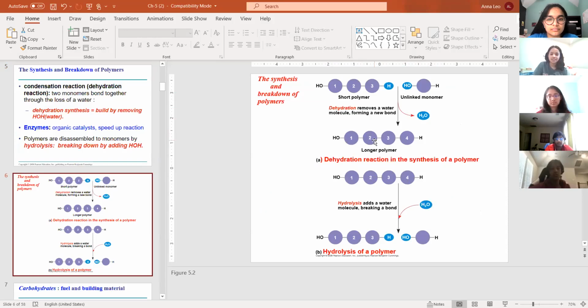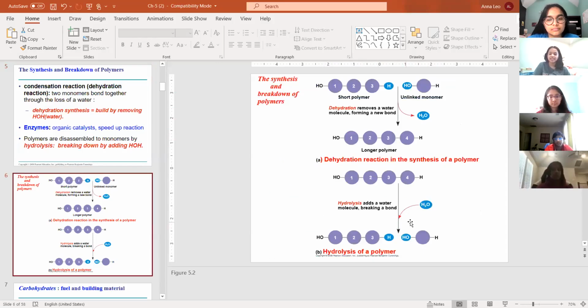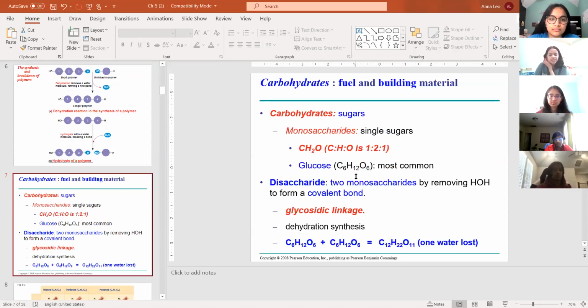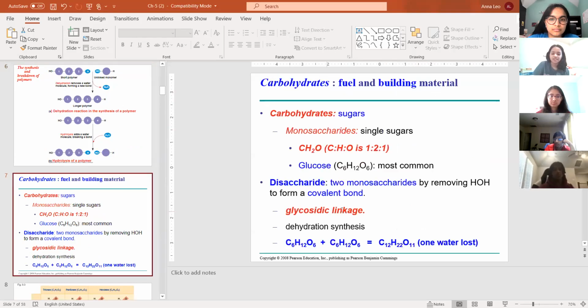The other one is called hydrolysis, which is the breaking down of these bonds by adding in the H2O. So here you have a bond, and I'm adding in water, so hydrolysis, and when that happens, I end up forming two different things. In a disaccharide, we bond two monomers, or two monosaccharides, and how we bond that is by removing the HOH, which is a dehydration synthesis. I removed the water here. And when that happens, we call that a glycosidic linkage.